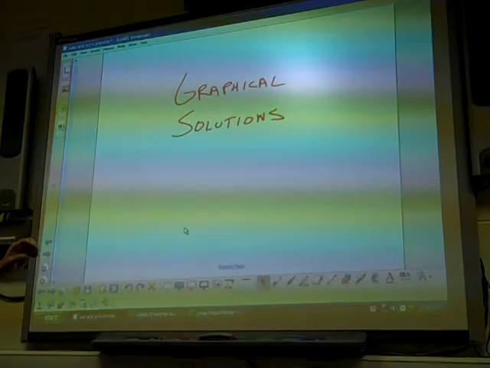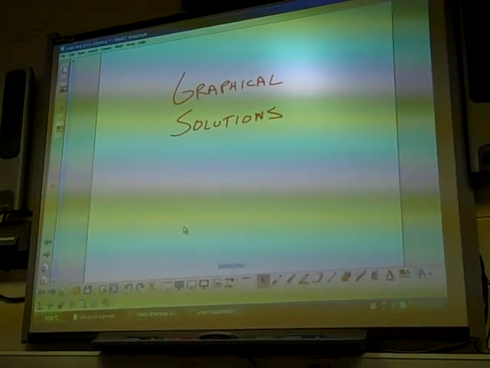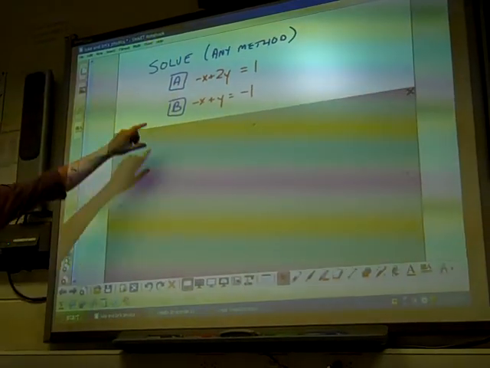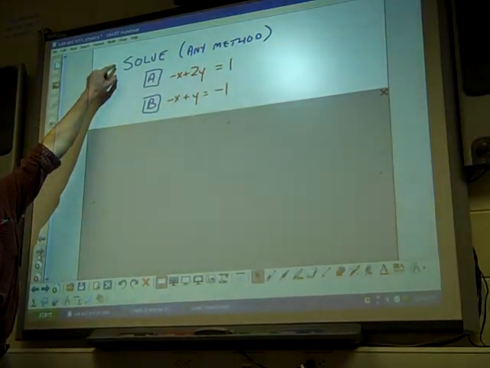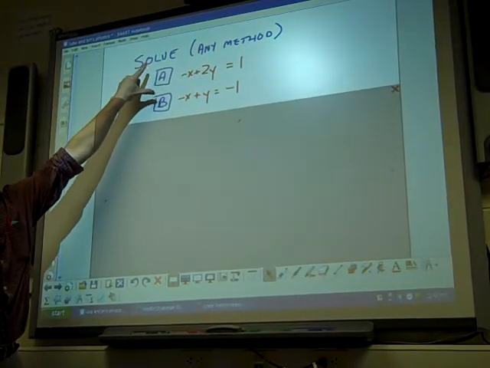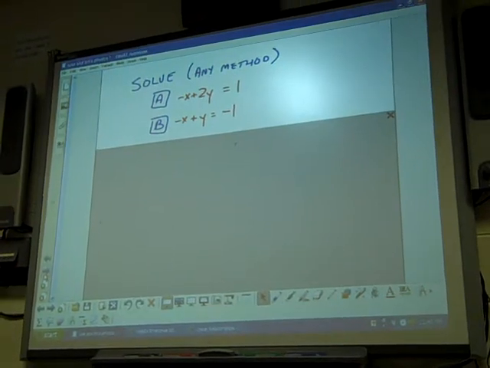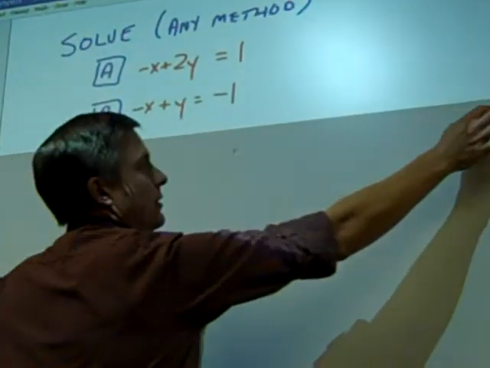All right, so we're going to talk about graphical solutions. We have a couple ways to solve problems right now, all right? If I give you these two equations, I say solve, and I say any method, what are the two ways we can solve two equations with two unknowns? Substitution and elimination.